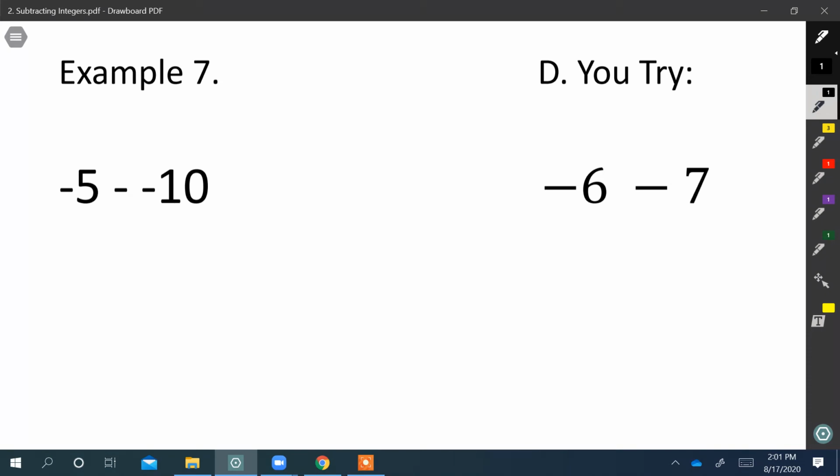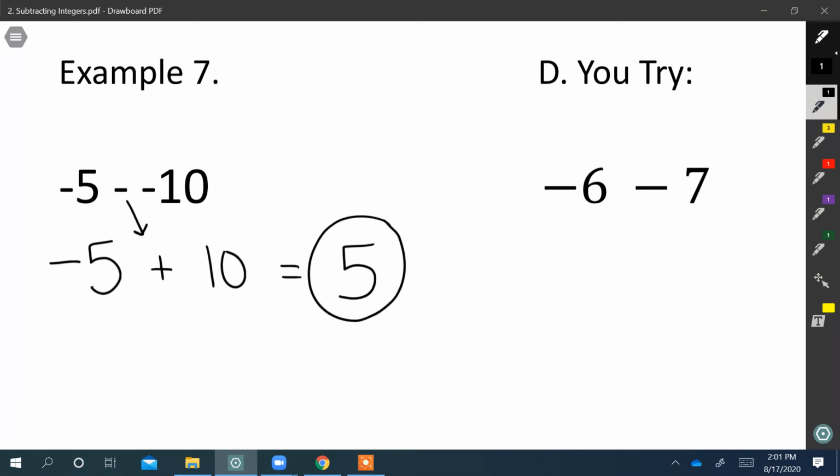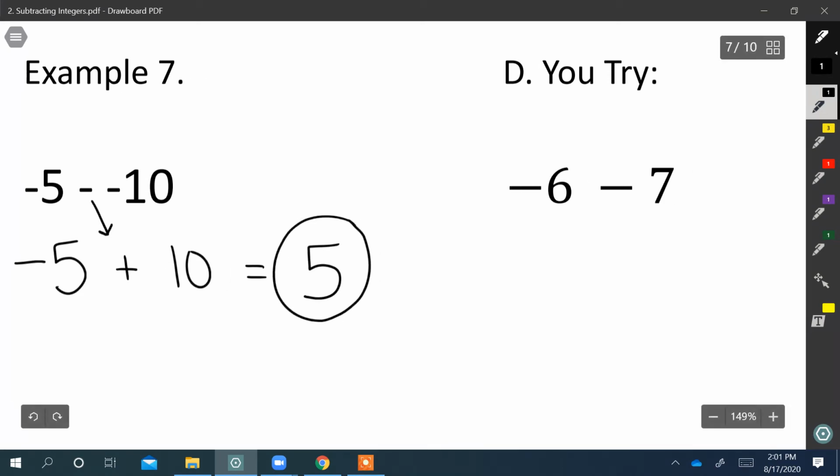Okay, so here's what you should have gotten. If you use KCO, we keep the negative 5, we change that to a positive, and we change the negative 10 to a positive 10. So in reality, what you have is negative 5 plus 10 is positive 5. On this one here, D, go ahead and try that one.